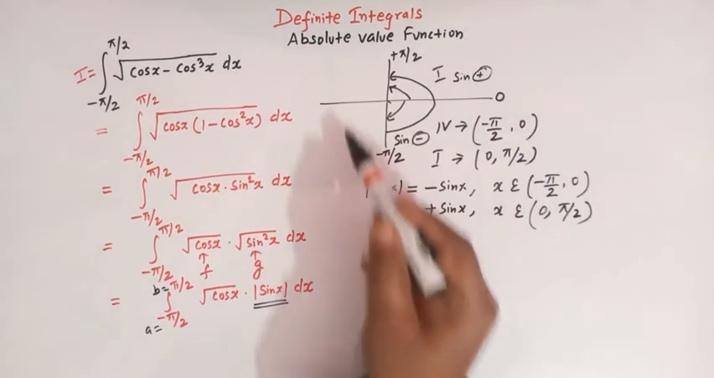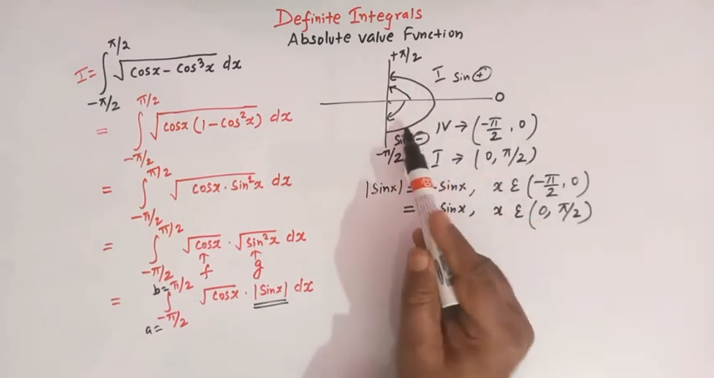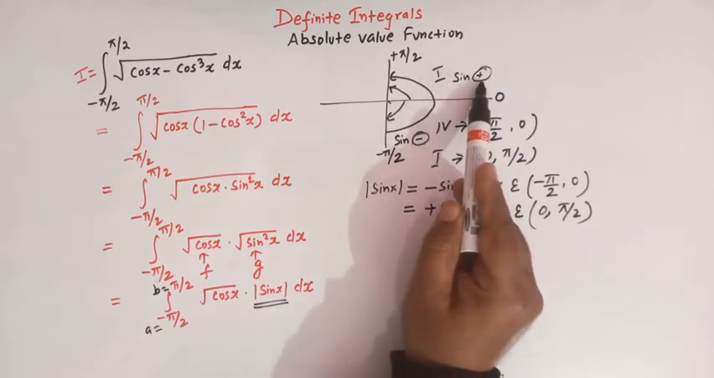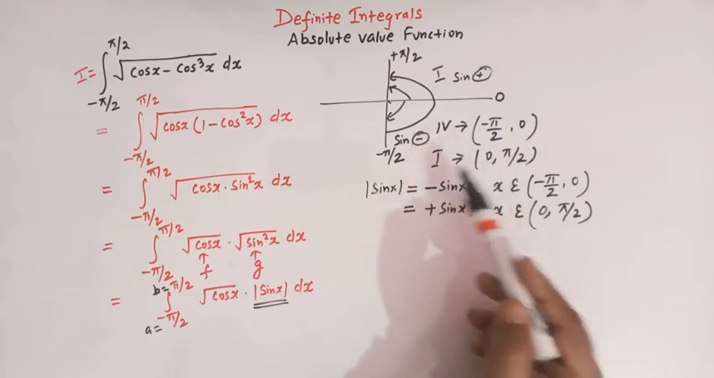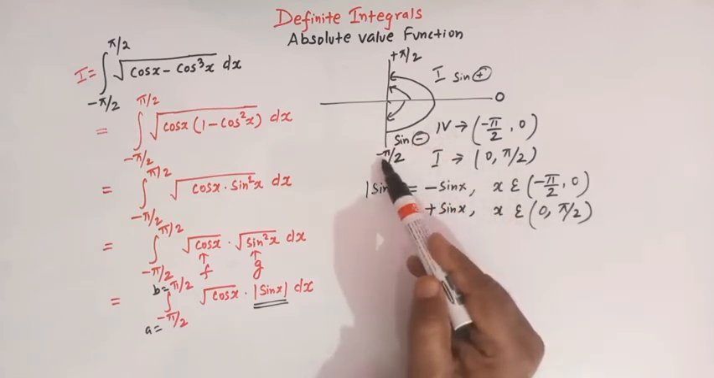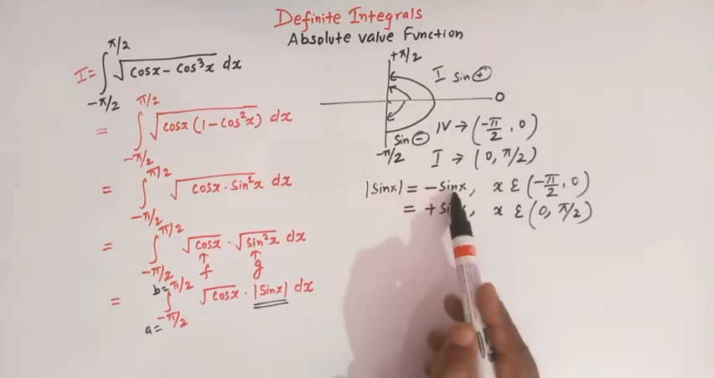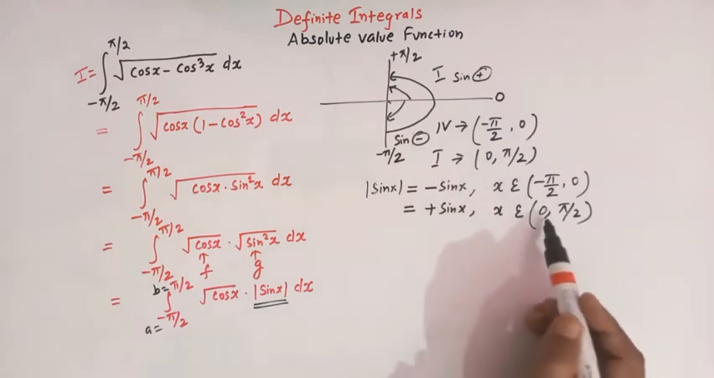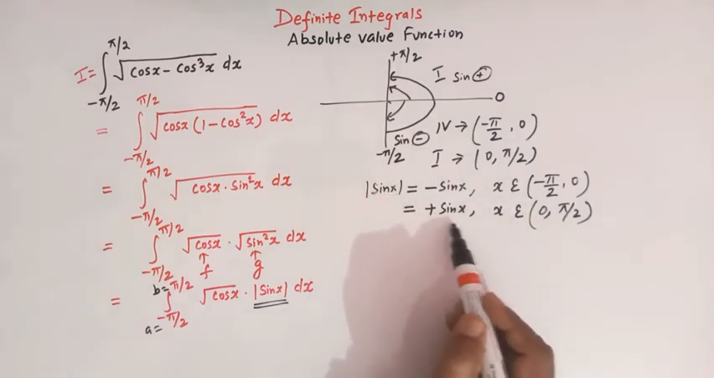So what we have discussed here is that the sine function is negative in the fourth quadrant and positive in the first quadrant. So when we travel from minus pi by 2 to 0, mod of sine x is equal to negative sine x, and when we travel from 0 to pi by 2, mod of sine x is equal to plus sine x.